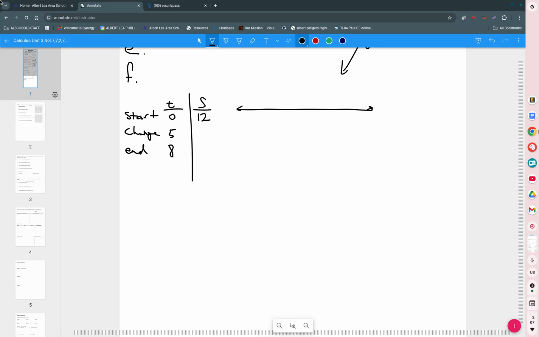Attention Tiger Band students, please report to the band room for 8th hour. Again, Tiger Band students to the band room for 8th hour. Again, please give me just a little bit through the bell.